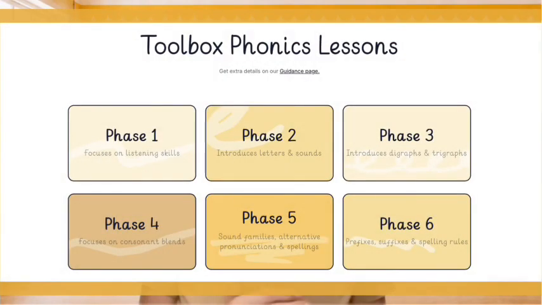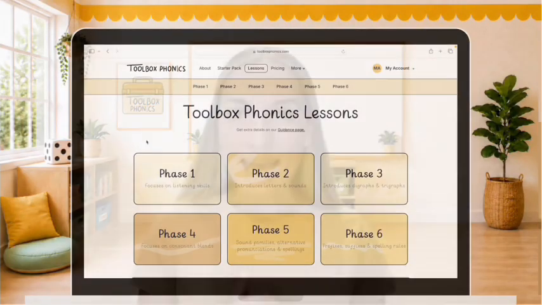The system itself is also split up into core skills, and these are organised into phases, which progress in difficulty from phase 1 through to phase 6. Within each phase, the content is then split into sets.